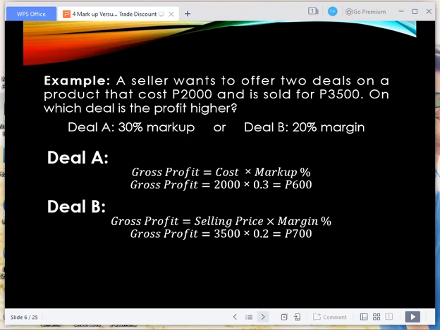So comparing these two deals, a 30% markup will only give you 600 pesos. But a 20% margin will give you 700 pesos. So which of these two deals gives you a higher profit? Obviously, that is the second deal. So deal B offers a higher profit. So questions regarding this example?